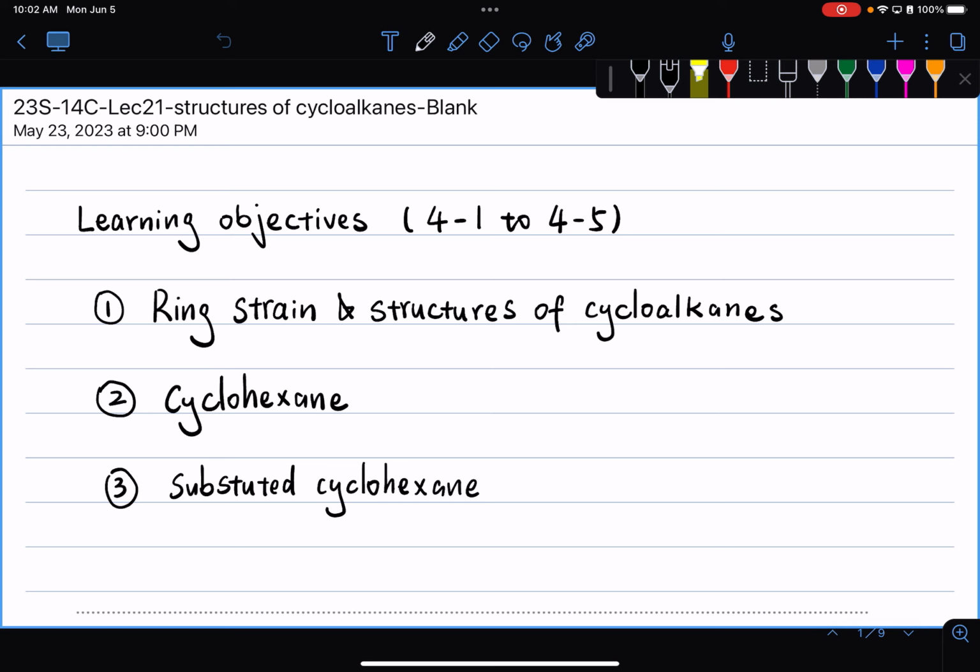All right, so let's get started on today's lecture. Today we'll be talking about two topics. One, ring strain and structures of cycloalkanes, and then we'll spend a lot of time looking at cyclohexane, which is a special six-membered cycloalkane ring structure.